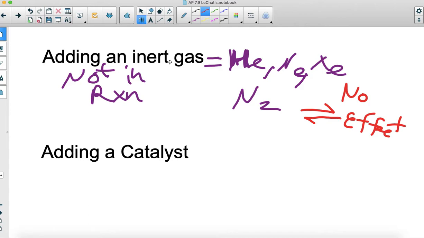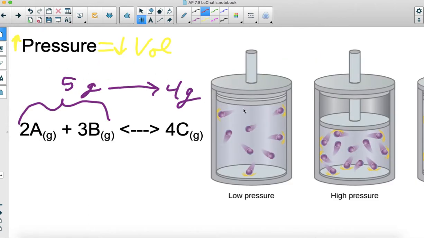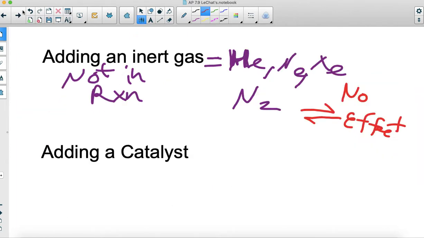The amount of space that the gas particles themselves take up is negligible. So if you add another gas particle here, these are all gross exaggerations of their size, there's just as much room for these things to bounce around, even with like 10 moles of gas in there. We generally assume that it's going to have no real effect, and so therefore adding inert gas, no effect.